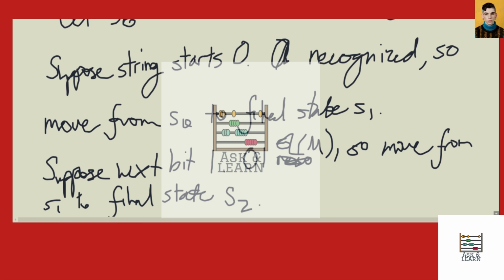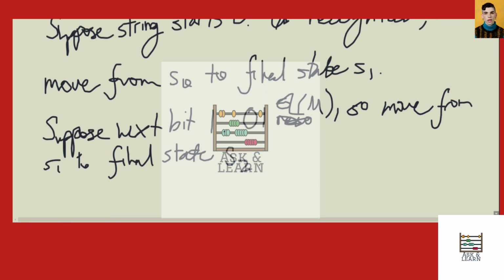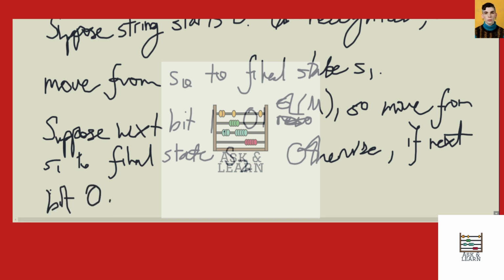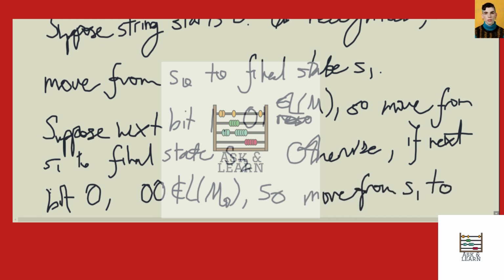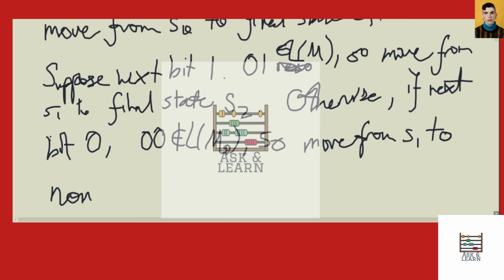Otherwise, if the next bit were a 0, then we have that 0, 0 is not recognized. So I want to move from S1 to a non-final state, S3.